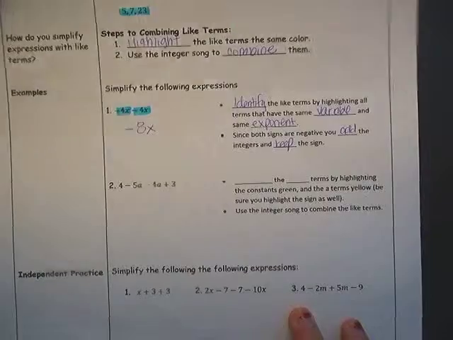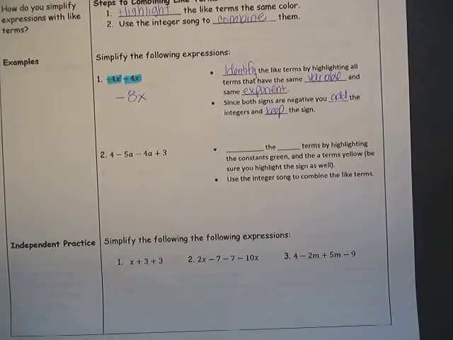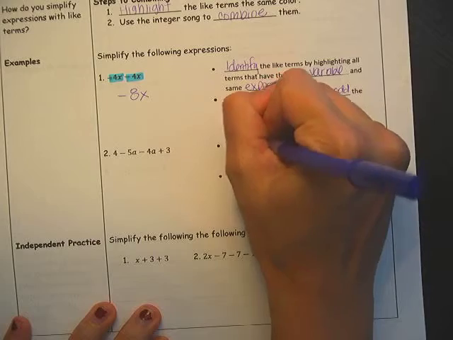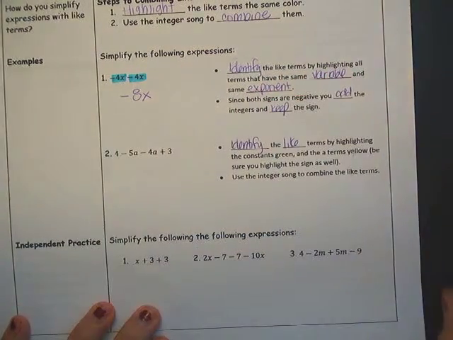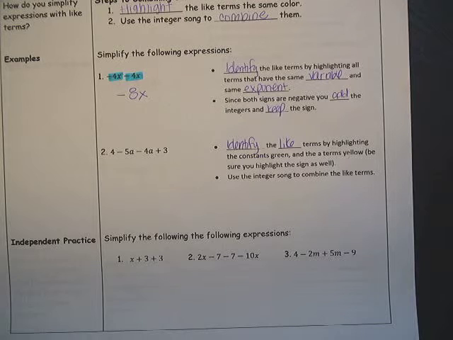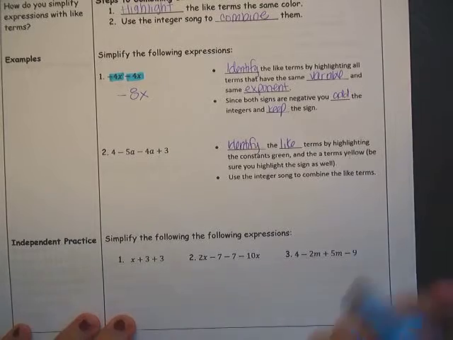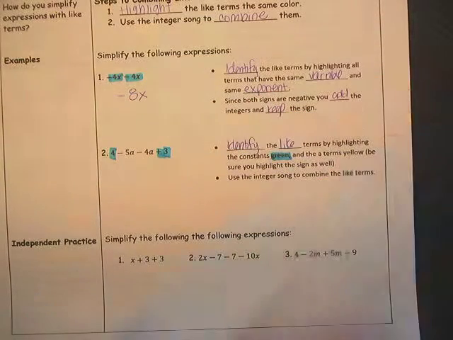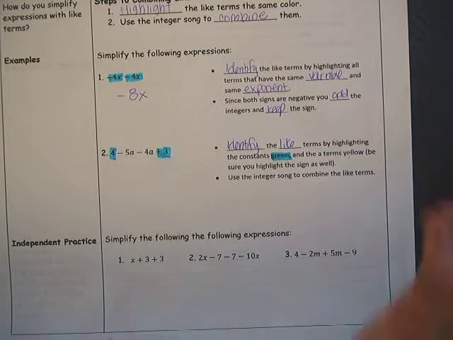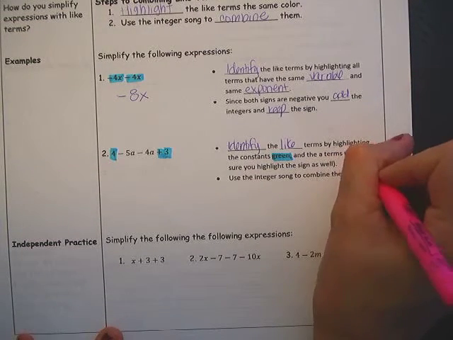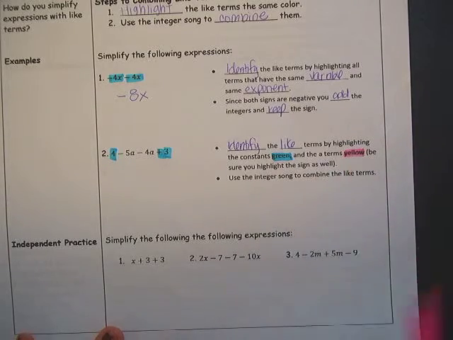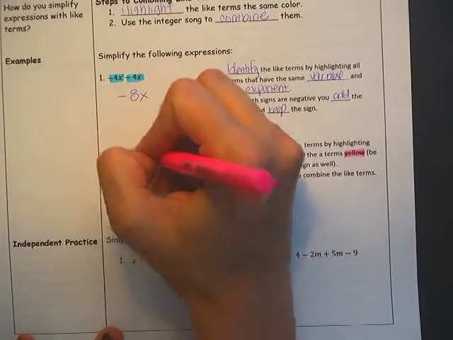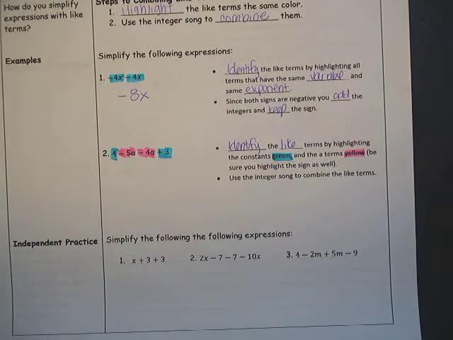Okay? In the next one, again, we need to identify the like terms by highlighting the constants green. I don't think I have a green highlighter, so I apologize, I'm going to do blue. I'm going to highlight the constants blue. Sorry about the confusion. So 4 and positive 3 are like terms because they don't have a variable. Okay? And then I also don't have a yellow one. Yikes. And the other terms, the a terms, we're going to highlight those pink. So negative 5a and negative 4a are like terms.